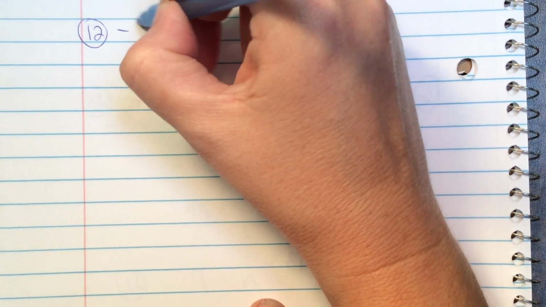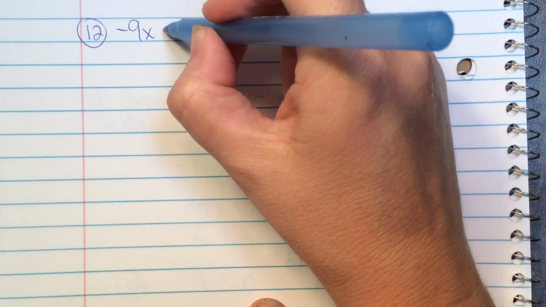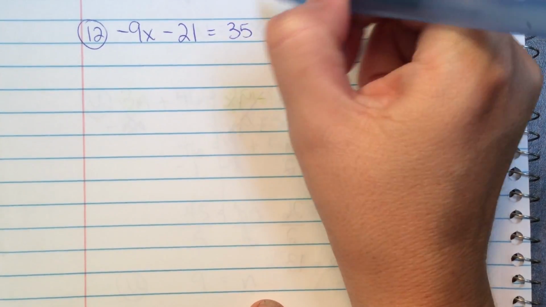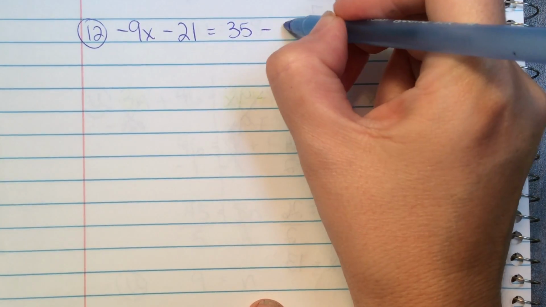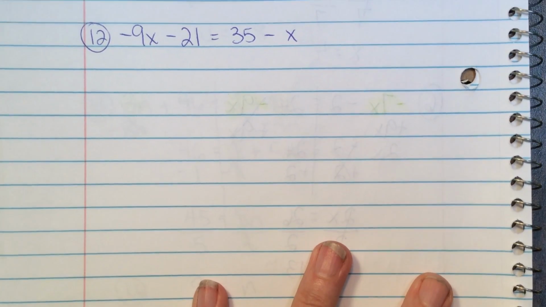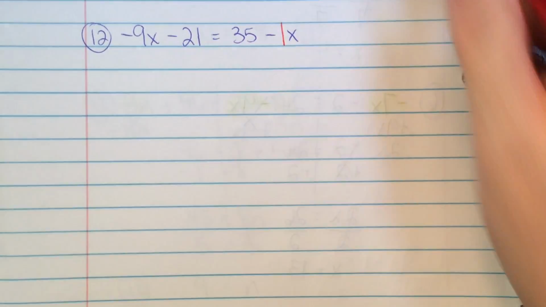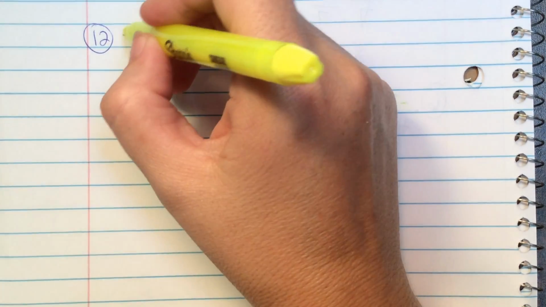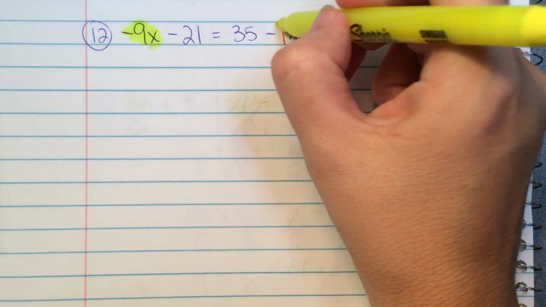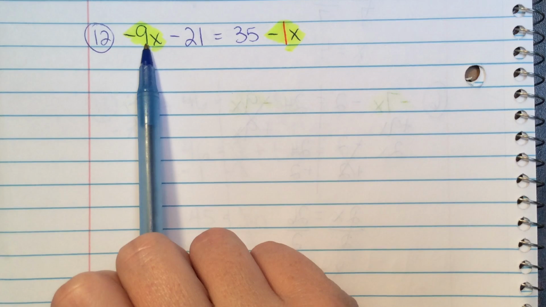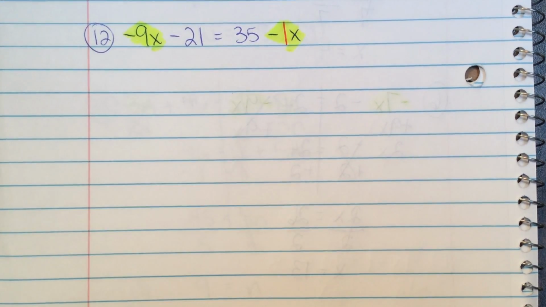All right, we got negative 9x minus 21 equals 35 minus x. Well, let's fill in what they don't tell us, which is that this is a 1. So I got a negative 9x and I got a negative 1x. So which one's smaller, negative 9x or negative 1x?